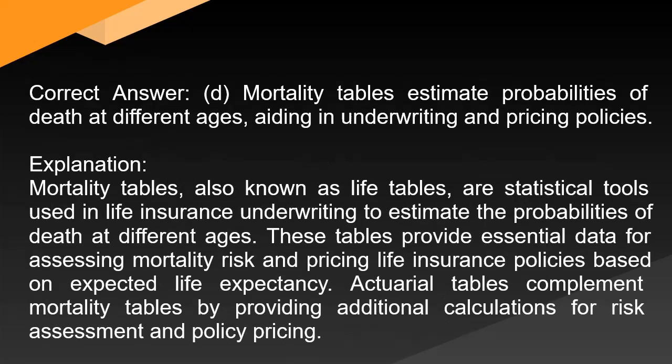Correct answer. D. Mortality tables estimate probabilities of death at different ages, aiding in underwriting and pricing policies. Explanation. Mortality tables, also known as life tables, are statistical tools used in life insurance underwriting to estimate the probabilities of death at different ages. These tables provide essential data for assessing mortality risk and pricing life insurance policies based on expected life expectancy. Actuarial tables complement mortality tables by providing additional calculations for risk assessment and policy pricing.